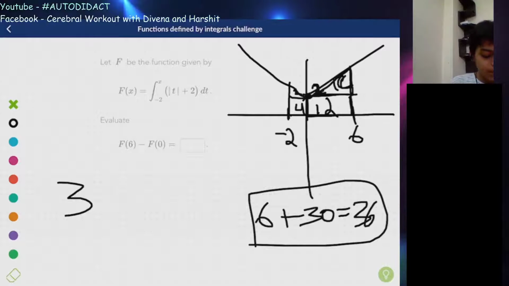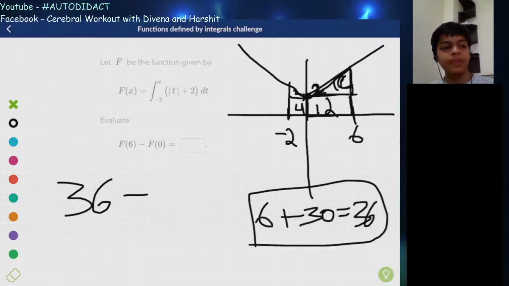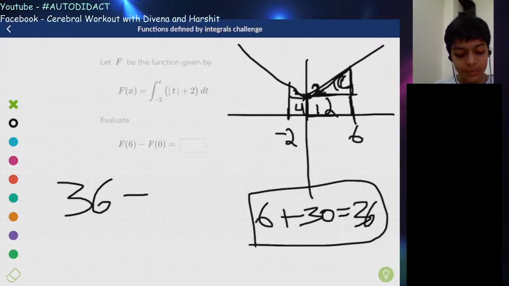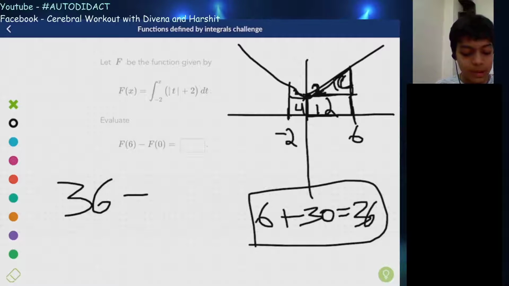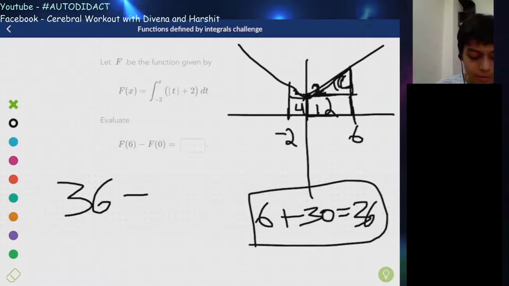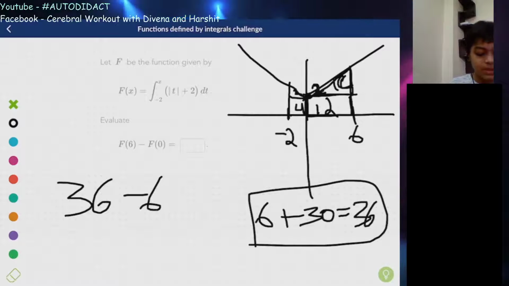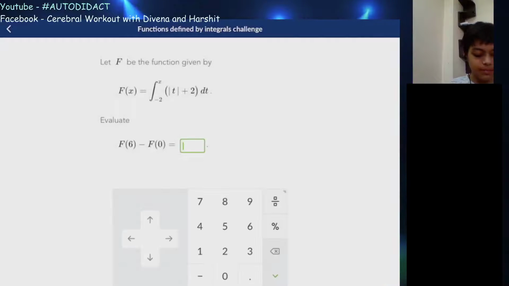So this will be equal to 36 minus what? We want to find out capital F of 0. Capital F of 0 will be the area from -2 to 0, which we found out is just 6. So 36 minus 6 is equal to 30.